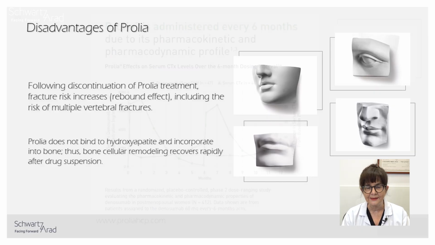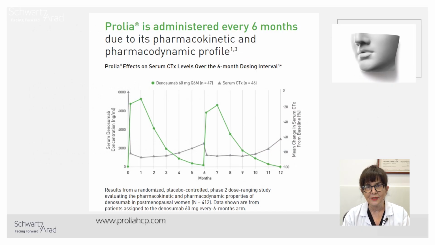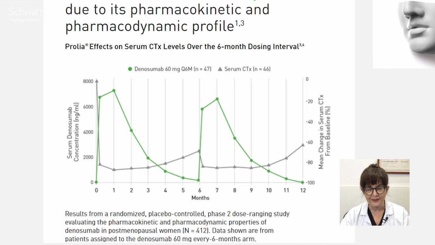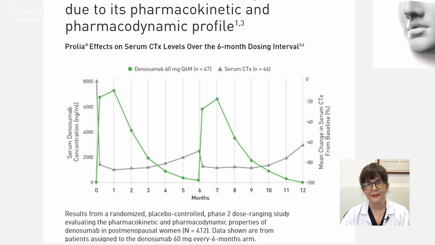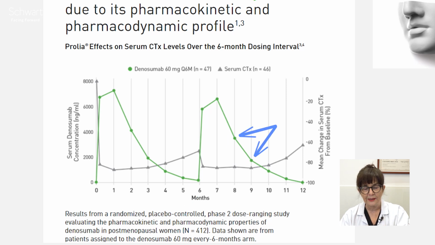If we look at this graph of Prolia administration and the amount of Prolia in the blood, one can see here that this is the injection time, the 0, and then in the second and third months we have a rapid decrease in the amount of Prolia in the blood, and then you get another injection 6 months later. Again, this ritual happens every 6 months.